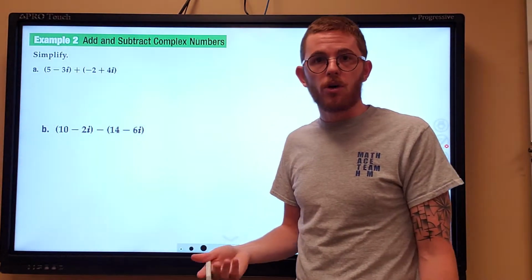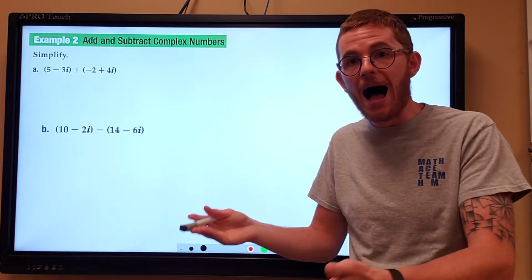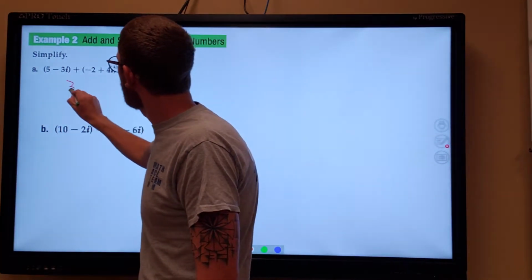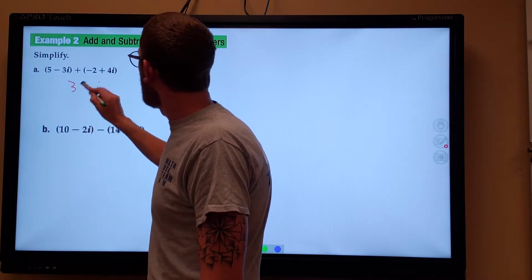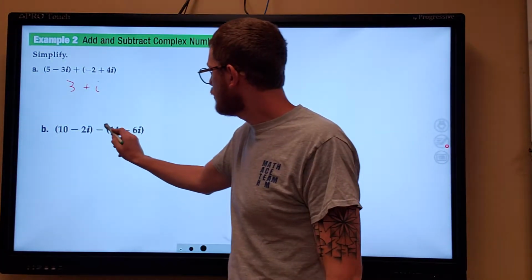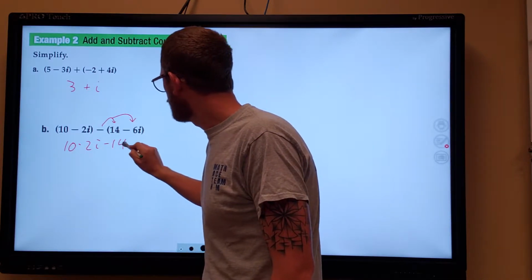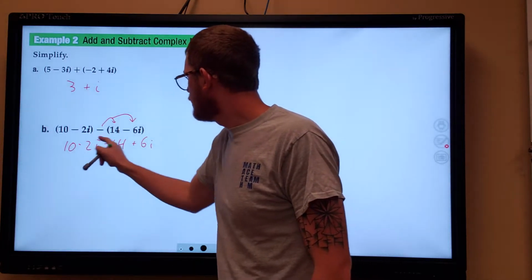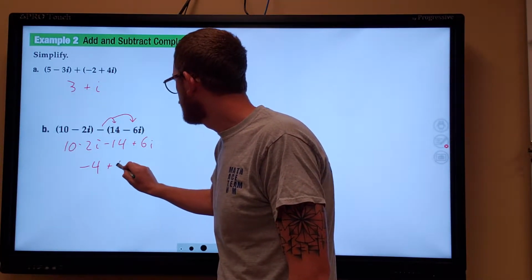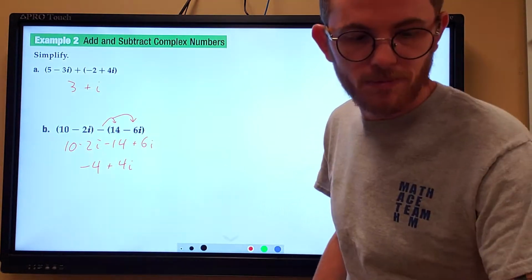Operations with complex numbers work just like you would do operations with a polynomial. I is treated as a variable. So right here we're adding these together, so we've got 3 plus I. That's it, we're done. We simplified it. Right here, subtraction, so I'm going to distribute that. 10 minus 2i minus 14 plus 6i. 10 minus 14 is negative 4. Negative 2i plus 6i is a positive 4i. That's it. That's simple, isn't it?